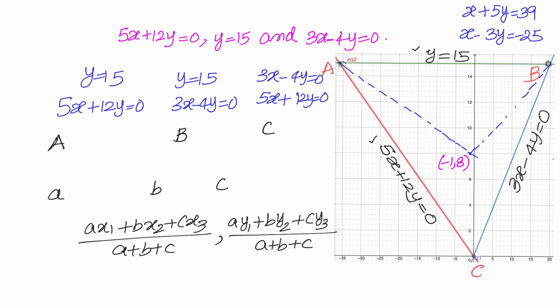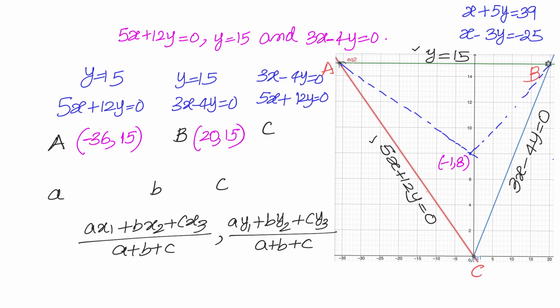Let us take y equals 15 and 5x plus 12y equals 0. Y equals 15, 5x is minus 180, x equals minus 36. So we have coordinates of A as minus 36 comma 15. From there we got x1 and y1. Let's go to B. Y equals 15. Then 3x minus 60 is 0. X is 20. So 20 comma 15. From here I got our x2, y2.